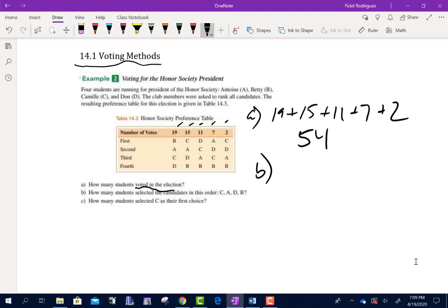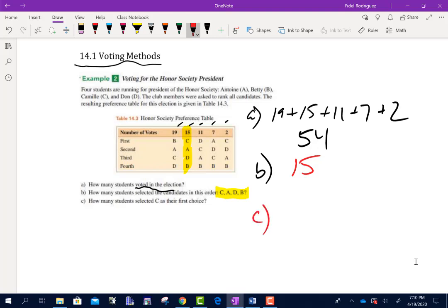Okay. Part B says, how many students selected candidates in this order? C, A, D, and B. So it has to be that particular order: C, A, D, and B. It looks like for part B there were 15.